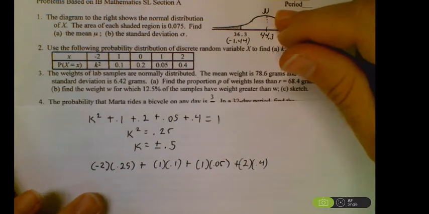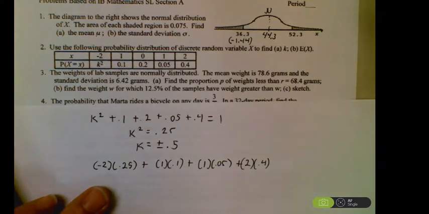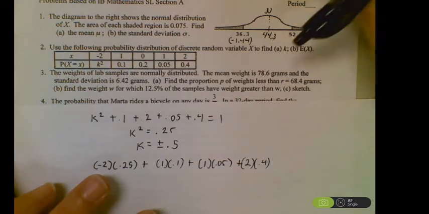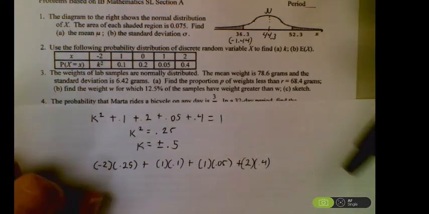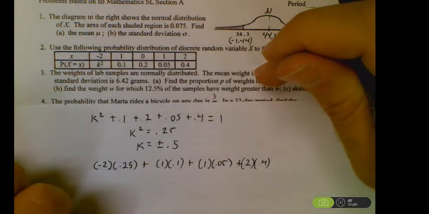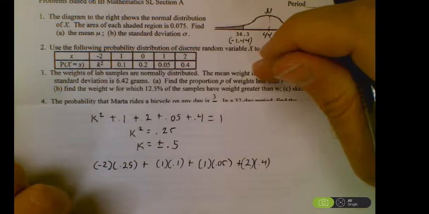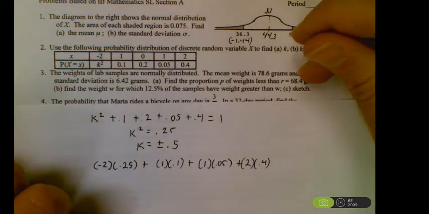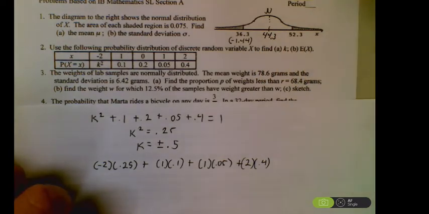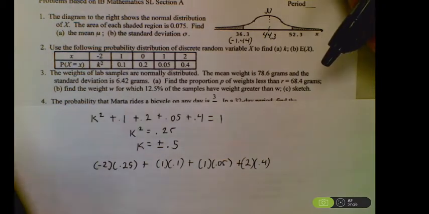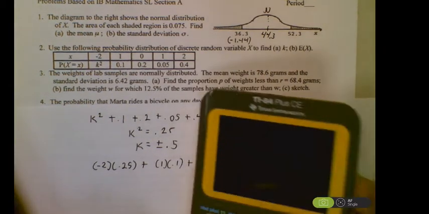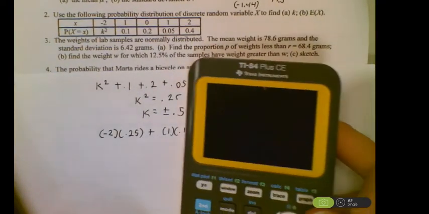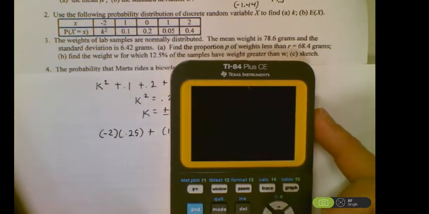So moving down here to number 3. Weights of lab samples are normally distributed. So we're given a mean weight, and we have the standard deviation. So we want to know the proportion, or the probability, that weighs less than 68.4. In this case, we can just use the basic calculator feature. This is where that normal distribution function really comes in handy in a calculator.